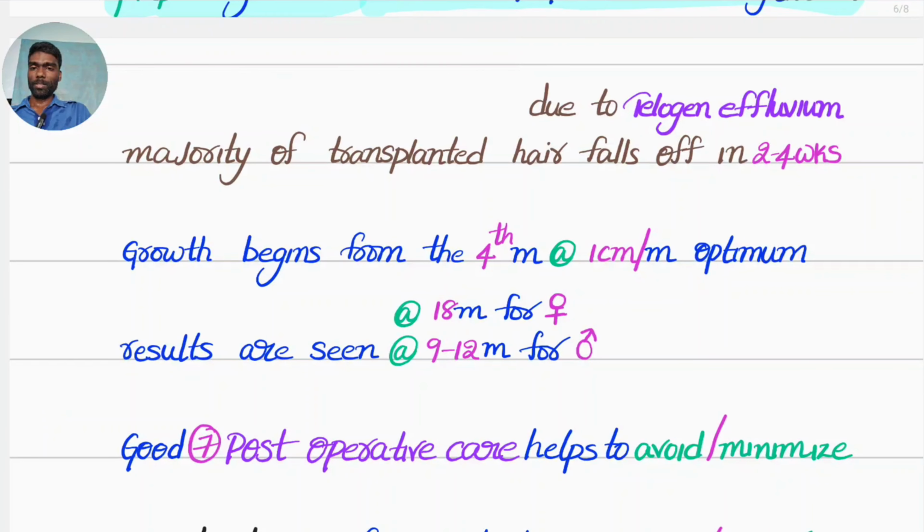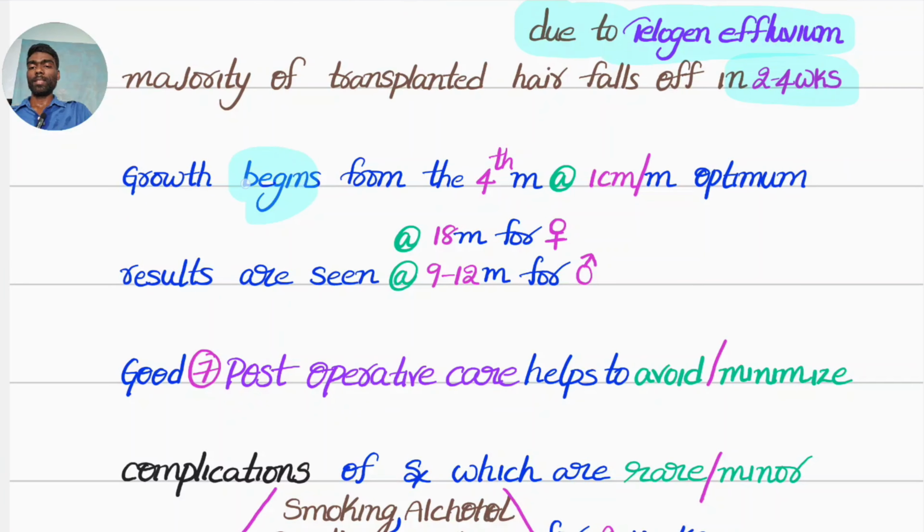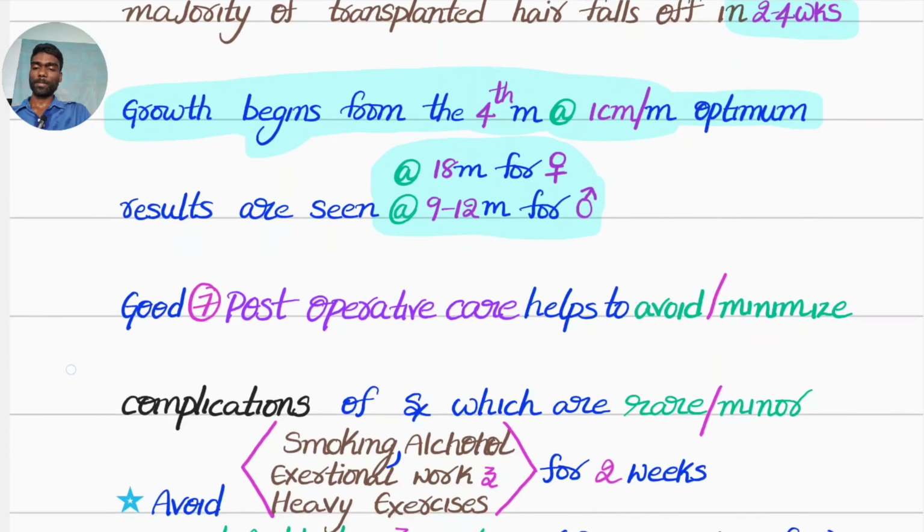After transplantation, majority of the transplanted hair will fall off within 2 to 4 weeks. It is due to telogen effluvium. As hair transplantation is also a surgery, surgery-induced stress leads to telogen effluvium. Then growth will begin only from 4th month at the rate of 1 centimeter per month. Optimum growth is seen in men in 9 to 12 months, in female 18 months. Female optimum hair growth is lengthier than male, so it takes 18 months.